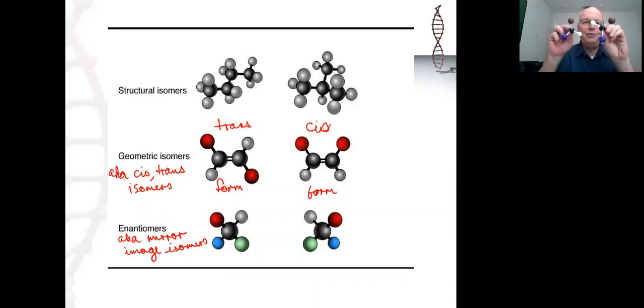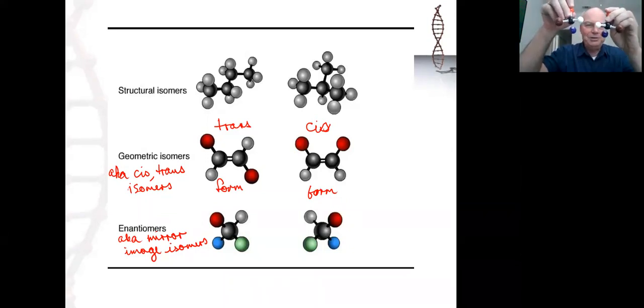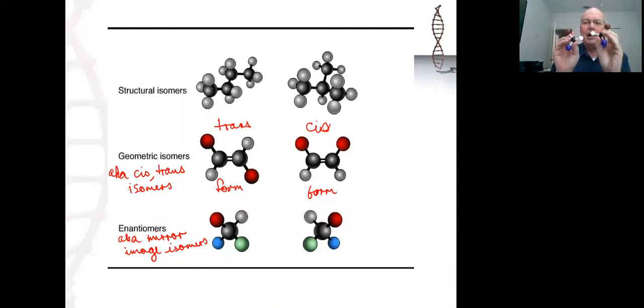And what makes the difference between the two is the fact that there are 4 different colored balls, an orange, a white, a brown, and a blue, or purple, depending on how you want to interpret the color, attached to the central carbon. That's what makes the difference. This carbon is described as being asymmetric. So this is the third class of isomer, the mirror image isomer. So those are the 3 classes of isomers.